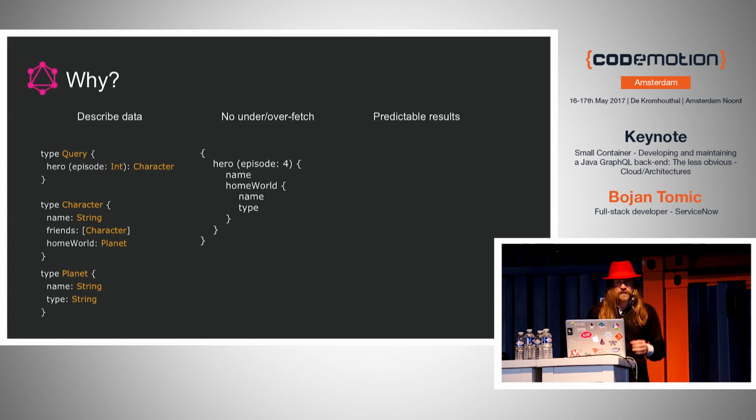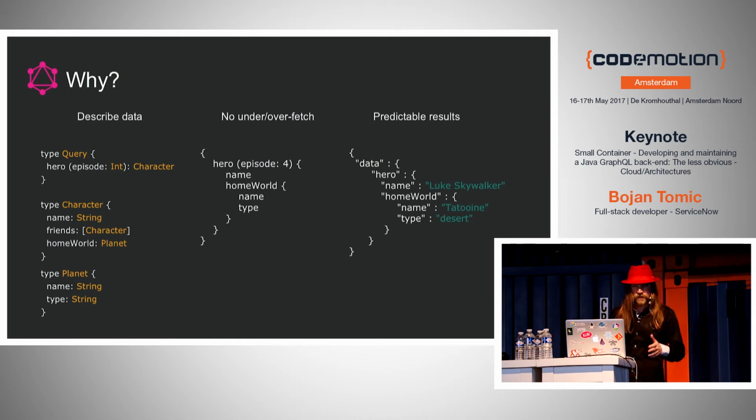And the sweetest thing is the results are always predictable, and they're guaranteed to always have the exact same structure as the query itself. So here it is. We asked for name, home world, and then inside name and type, and that's exactly what we get. So the same structure in the query and in the result.